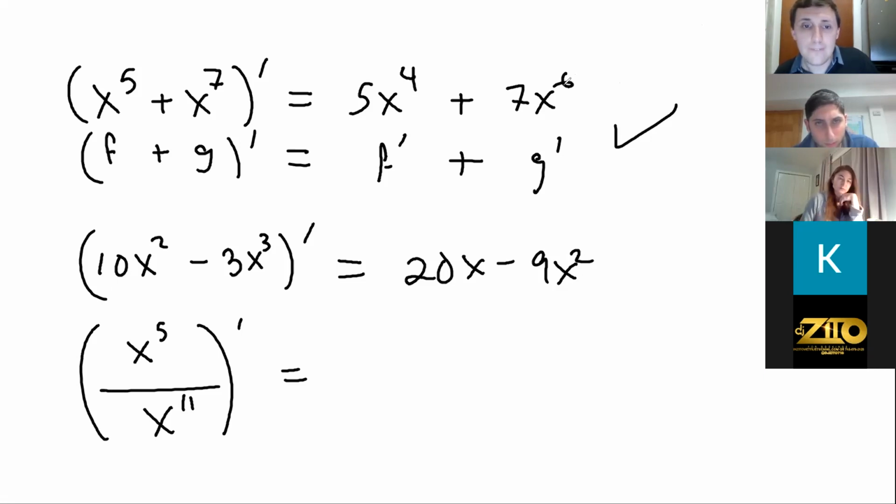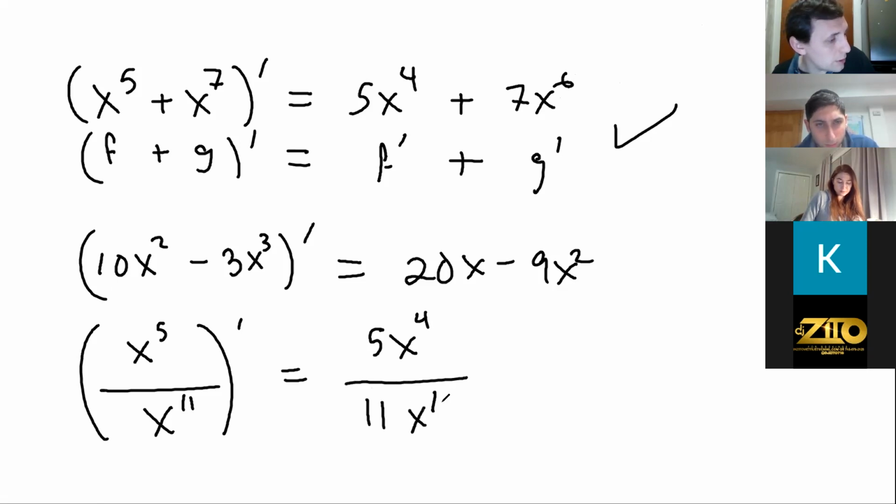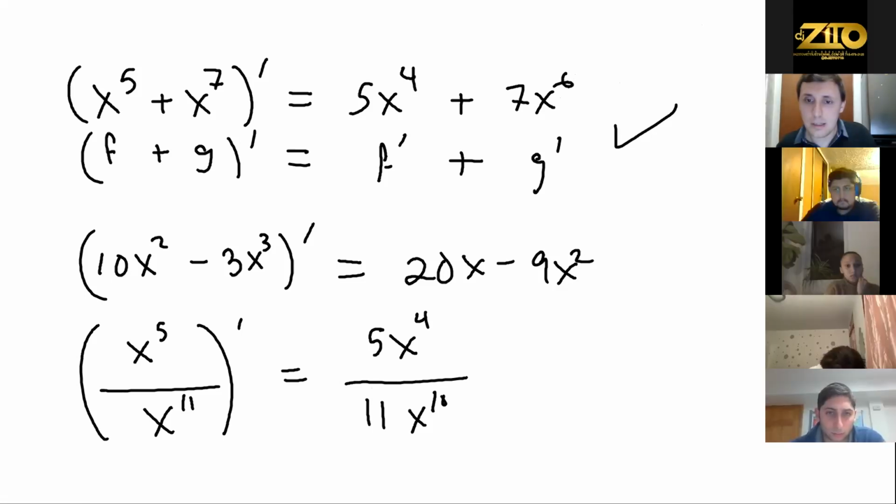Now the answer is, obviously, correct, 5x to the power of 4 divided by 11x to the 10, right? How many of you get it right? That's so obvious, correct, guys? So very obvious, because it is absolutely wrong.